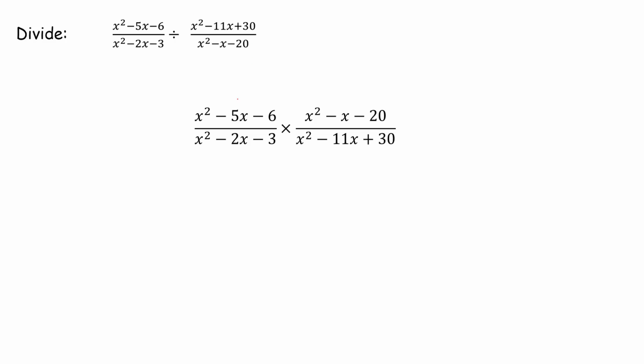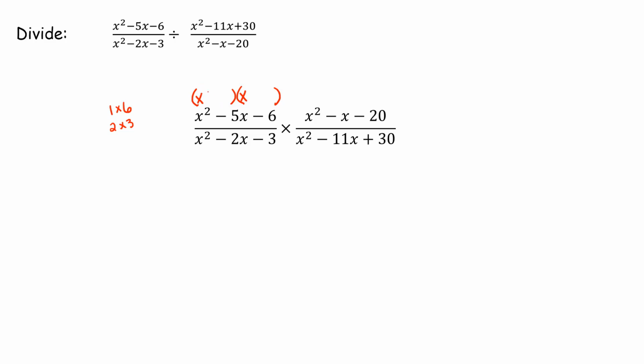To factor this first one, remember, we put two sets of parentheses. We want it so that the first two things we multiply will give us x squared. So that's going to be x and x. We're looking for two numbers whose product is -6 and whose sum is -5. 1 times 6 or 2 times 3. That's the only two ways you can write 6 as a product.